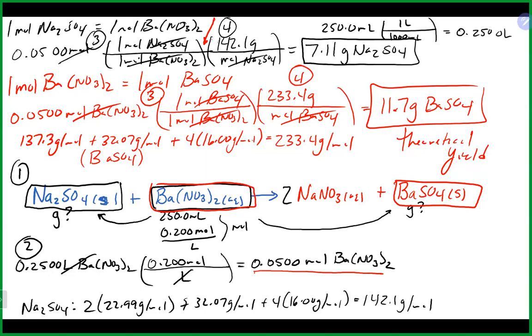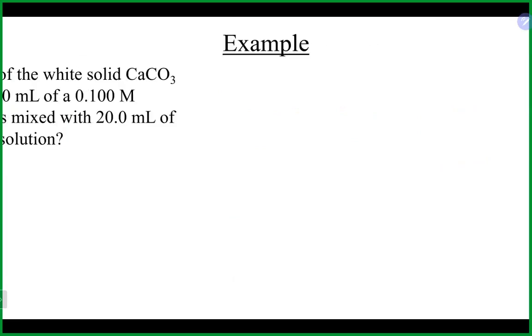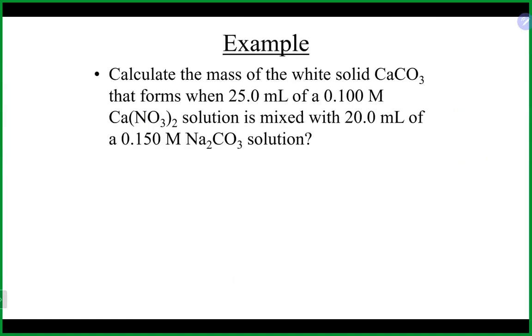All right, so I tried one. Once you try one here, see what you come up with. Calculate the mass of calcium carbonate that forms when 25 milliliters of 0.1 molar calcium nitrate mixes with 20 milliliters of 0.15 molar sodium carbonate. Let me give you some numbers that might be helpful. Calcium 40.08, carbon 12.01, oxygen 16.